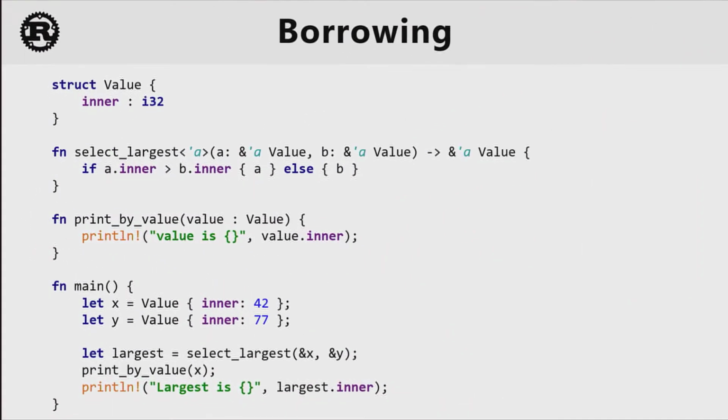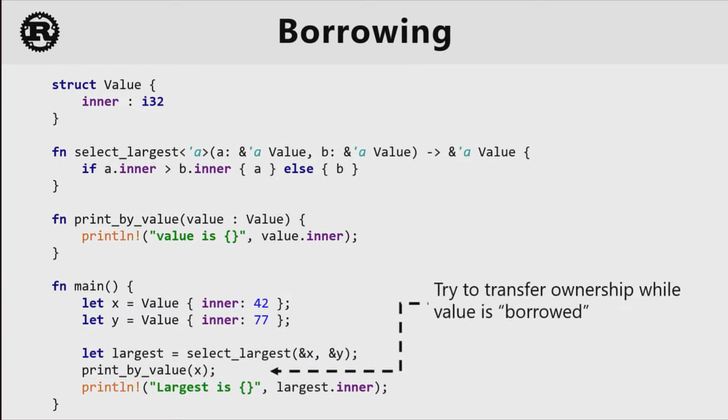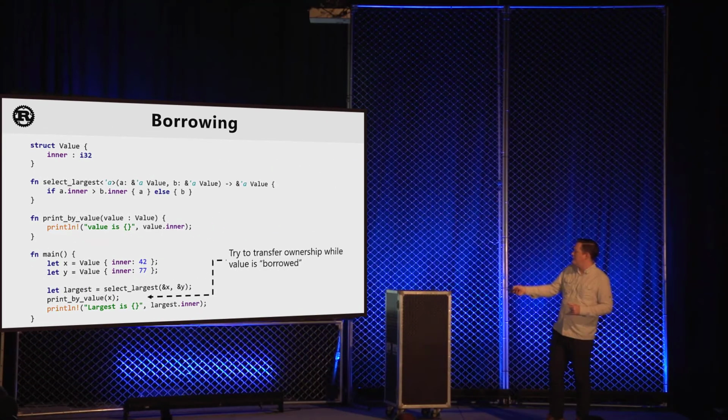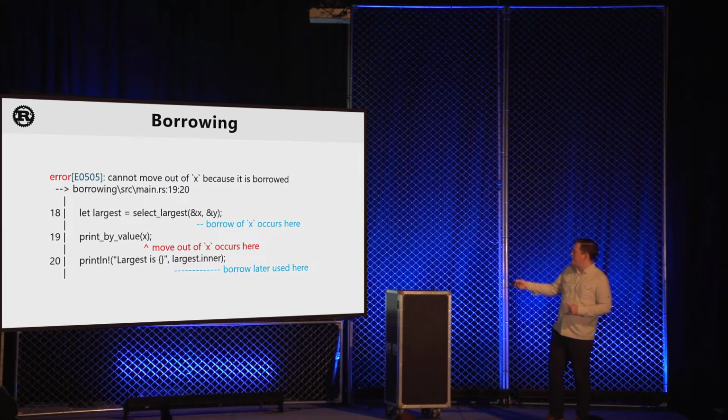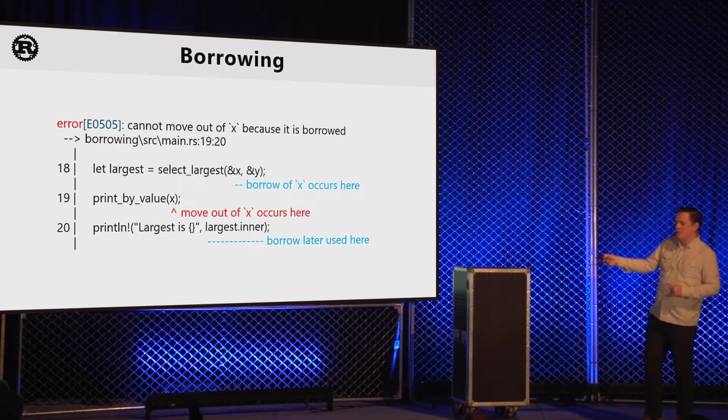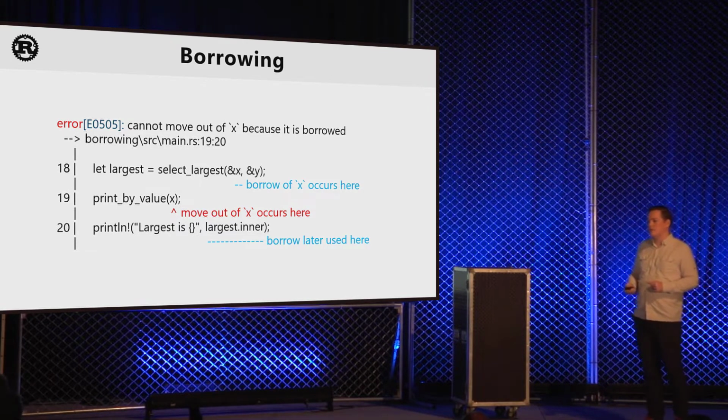So what if we write the same program, but before we print the reference, we try to print one of the two variables by value. So right there, after we've basically gotten a reference to the largest one, we try to print one of them by value, and we transfer ownership of x into that function. The compiler says, you can't do that. You borrowed x here. The reference is still alive. You moved it here, and then you're trying to use it again. Don't do that. That's not safe. Okay? So this is an example of the Rust compiler preventing a dangling pointer or a dangling reference.